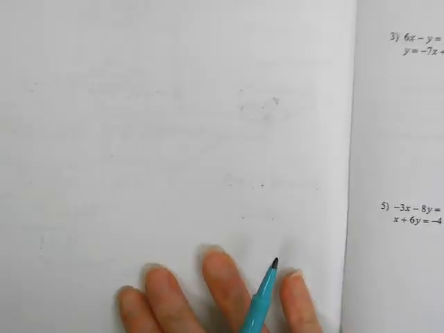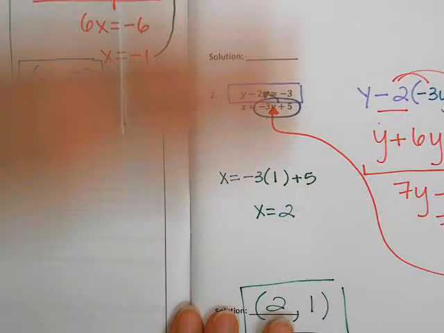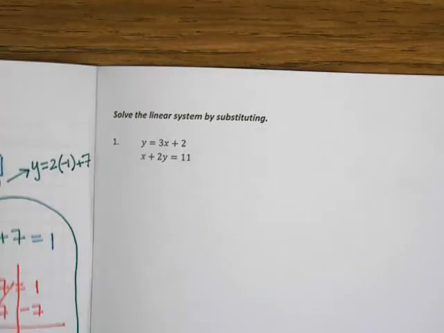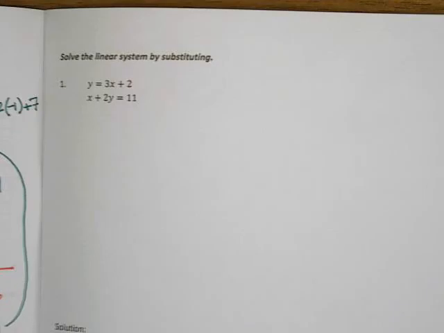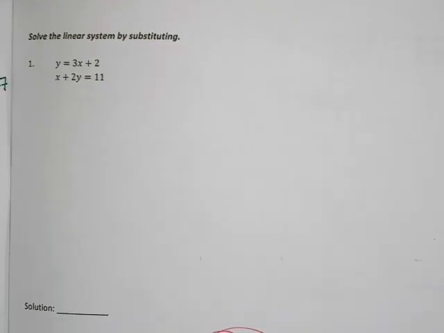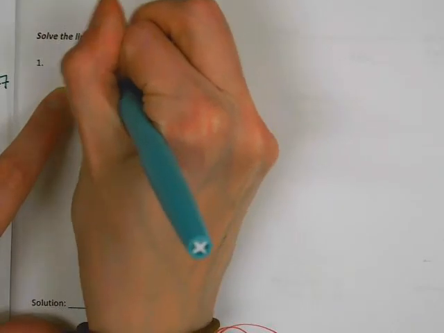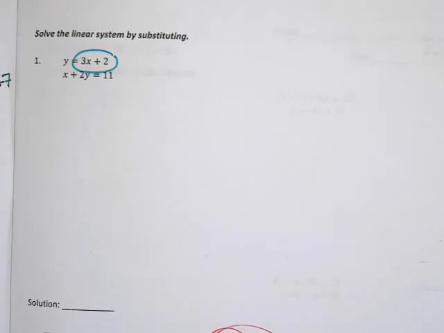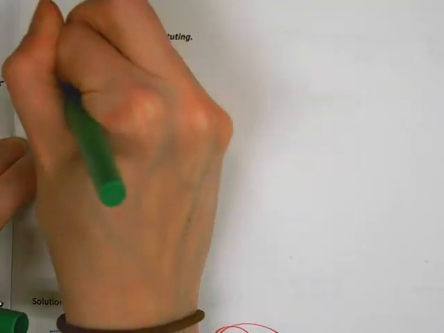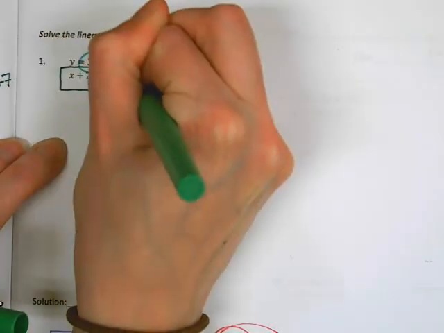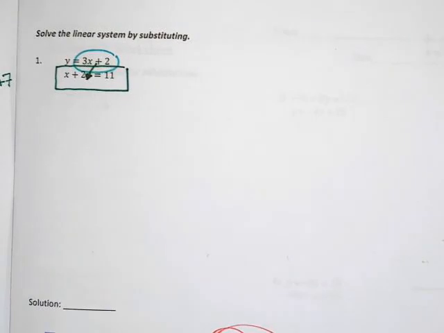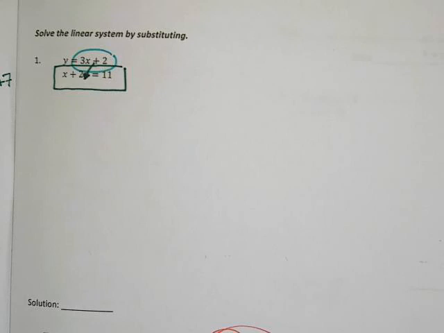So let's go to number 1. Solve by substitution. Okay, this is only if you want one more example. Y is 3x plus 2. So I'm going to circle that, and then into the other equation, wherever I see a y, I'm going to replace it with 3x plus 2. I'm going to make that substitution.